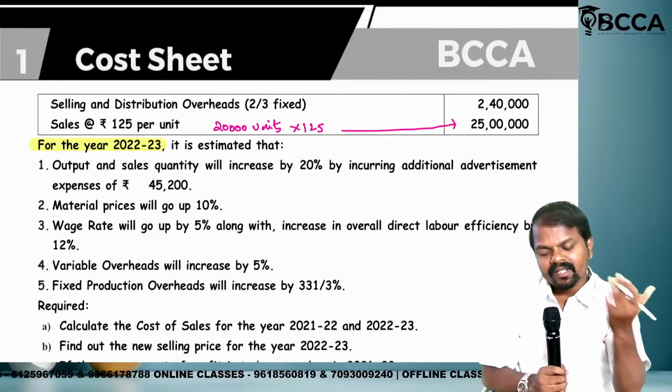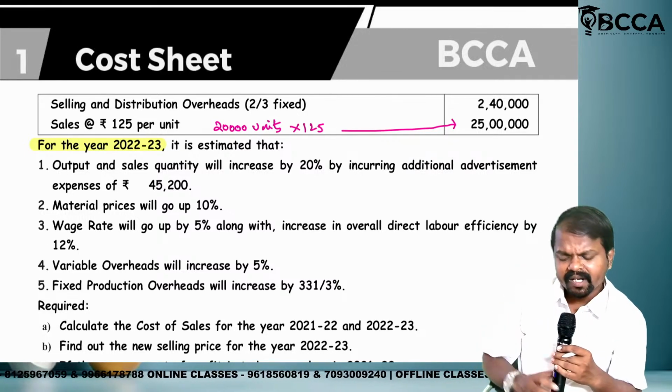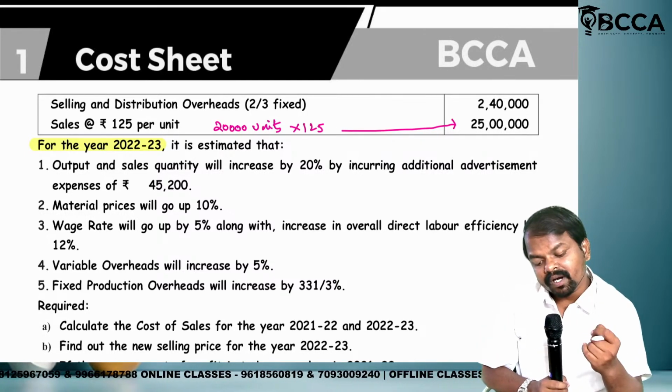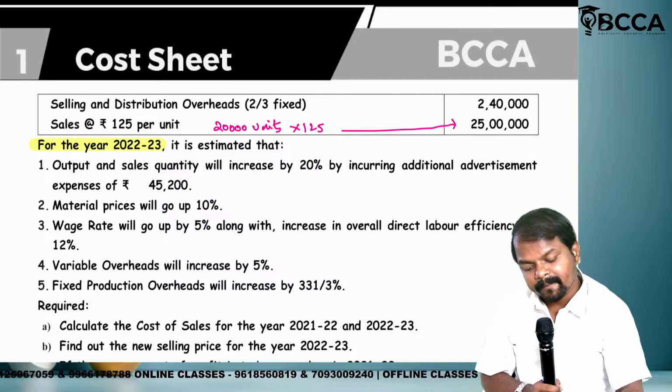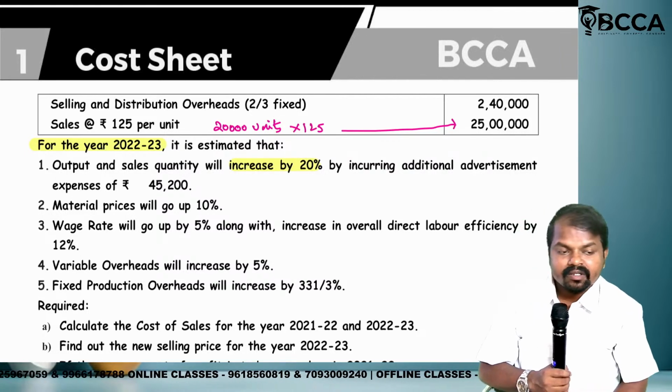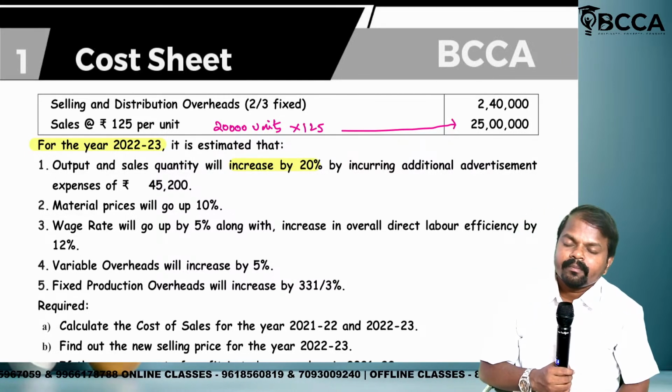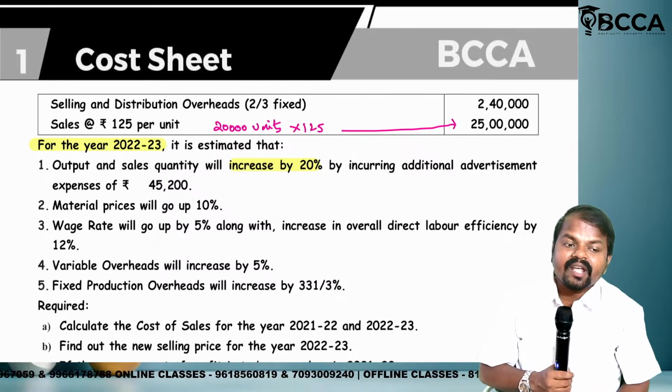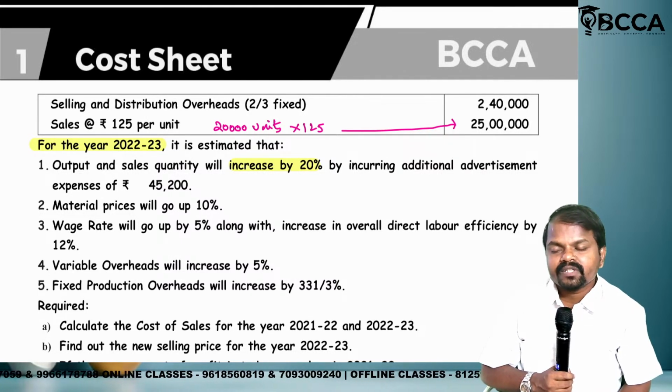Correct? What is the estimation? First one, output and sales quantity will increase. Increase or decrease? By how much? 20%? Please take the calculator. Last year, how much quantity was produced and sold? 20,000 plus 20%.